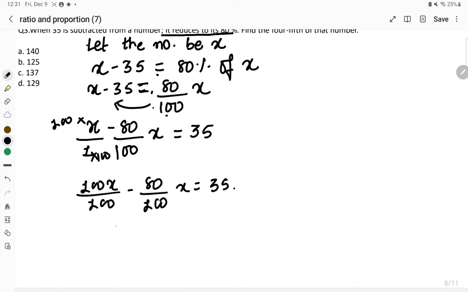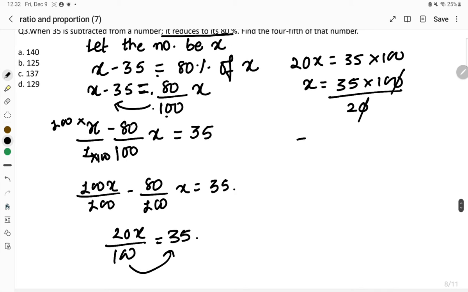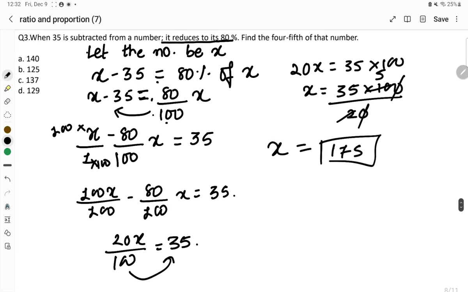Okay, 100x minus 80x will be 20x upon 100, which is equal to 35, right? So what we have to calculate now is the value of x. So 20x is equal to 35 into 100. I have taken 100 to this side. It is in division, so it will go in multiplication. Similarly, x will be 35 into 100 upon 20. This 20 is in multiplication; when I take it to this side, it will go in division. So cancel this out. 5 5s are 25, 5 3s are 15, so it will be 175. So the value of x we have calculated is 175.